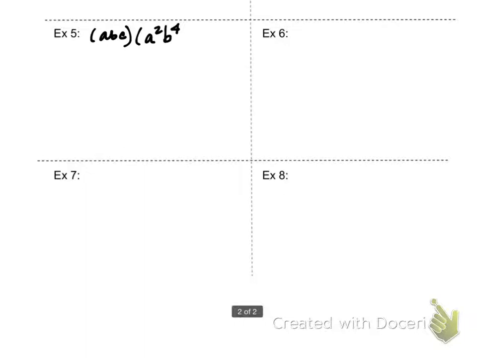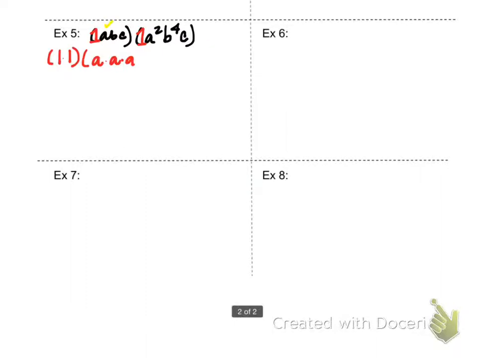So example 5 is where I have a times b times c multiplied by another term of a squared times b to the 4th times c. Now, when I take a look at this, I actually don't see any coefficients, which means there's imaginary 1s multiplied in the very front. So I can organize that by putting those up in front, and then organizing my a's, organizing my b's, and then my c's.